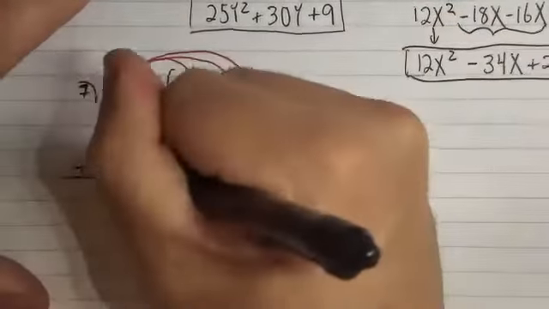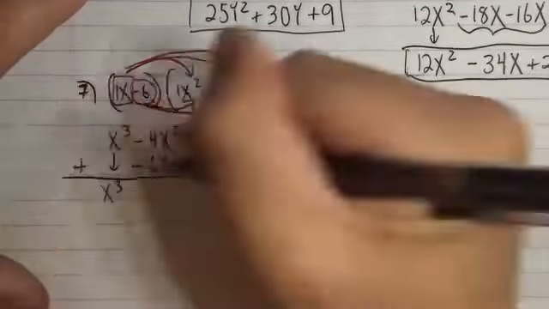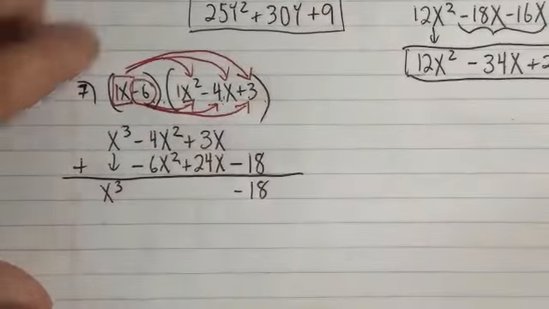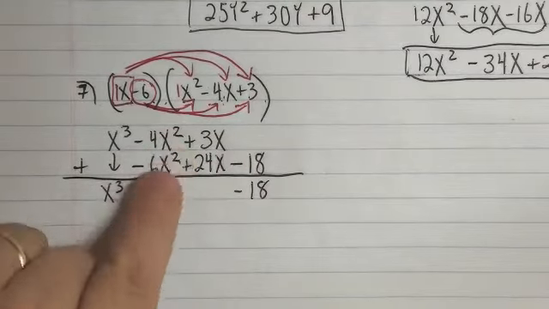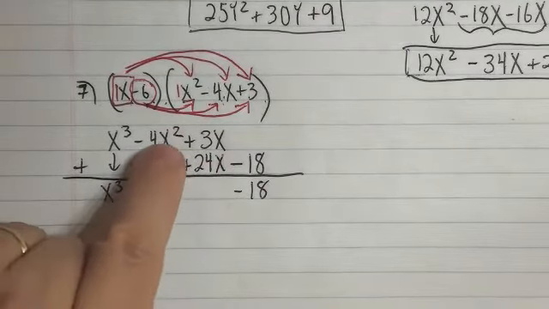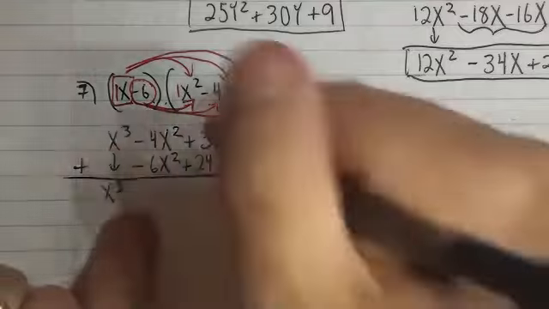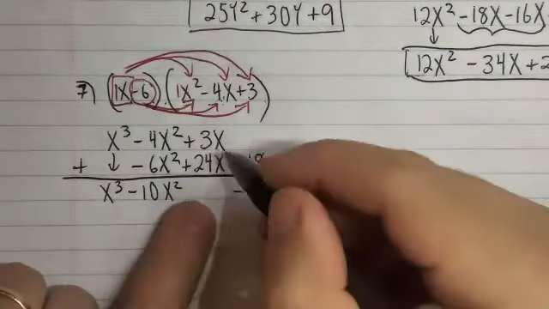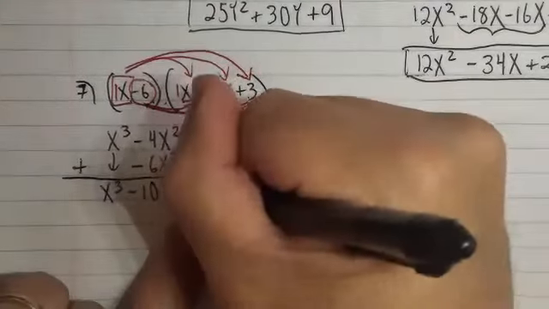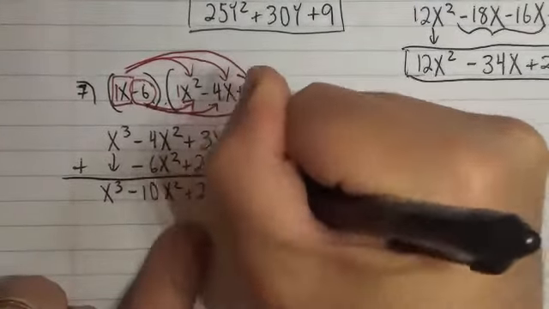And I just have to add my like terms. Well, there's nothing that's going to go with the x to the third. There's nothing that's going to go with the constant of negative 18, but I do have like terms here. These I have to add. Negative 4x squared minus 6x squared gives me a negative 10x squared. And then 3 plus 24 gives me a plus 27x.